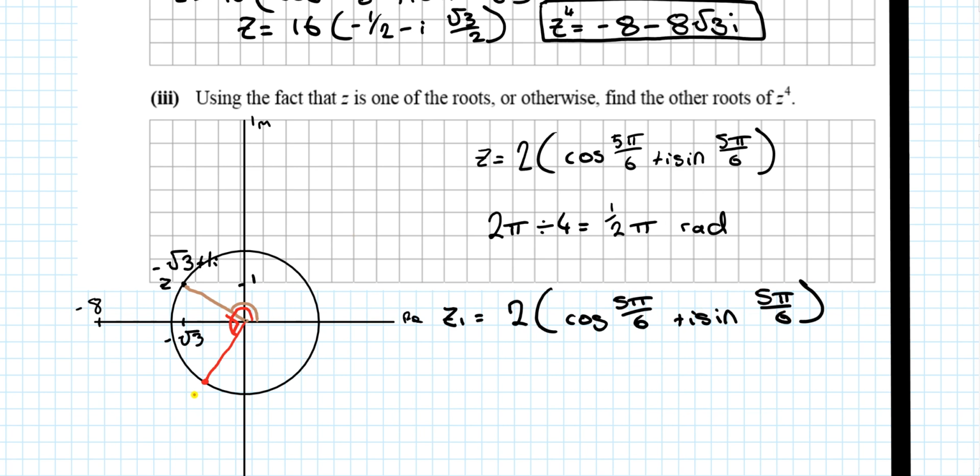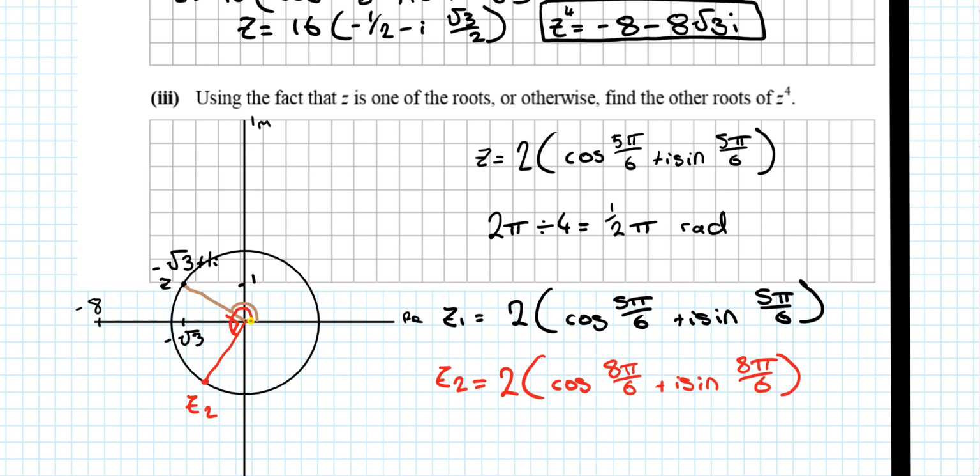Z2, which is the red one, is going to have the same modulus. It's just that the argument is going to have a half pi added onto it. I think that works out to be 8. So add a half pi onto 5 pi over 6: 8 pi over 6 plus i sine 8 pi over 6. Okay, then consider what the next one's going to look like.